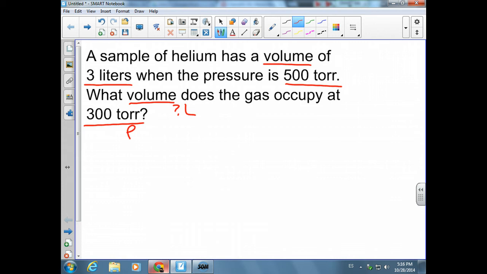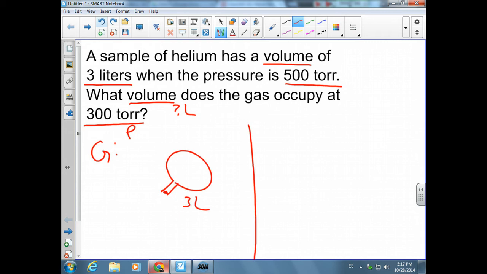Okay, so when we're doing our GAW, we've got a sample of helium. I'm assuming that it's in a closed container because it only takes up a certain amount of space. It is a 3-liter space that it takes up, and it is at, you know what, let's undo that real quick. Oops. Let's draw that balloon one more time. I'll show you why in a second. So this is 3 liters, and it's at 500 torr. So the pressure is equal to 500 torr.